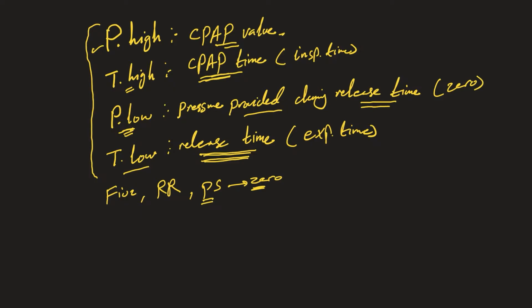What's really important is what you do with these values, because that will decide how APRV works. You can manipulate these values so APRV would work simply as a conventional mode of ventilation, as a pressure control mode of ventilation, and we do not want that. Let me show you that.